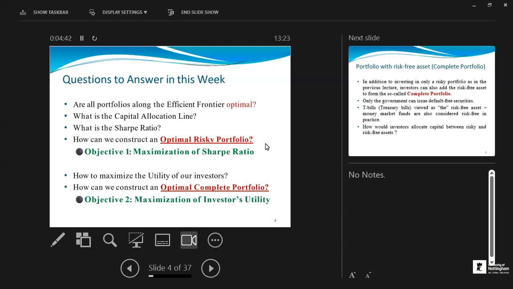So in order to create an optimal portfolio, we need to create an optimal risky portfolio. The next thing we need to do is to combine it with a risk-free asset. Once you combine the optimal risky portfolio with a risk-free asset, that is what we call the optimal complete portfolio. So how do we get from the optimal risky portfolio to the optimal complete portfolio? We'll cover that in this session and part of the next session.